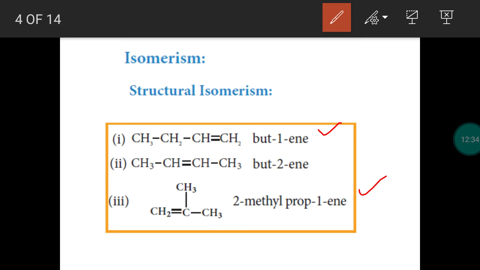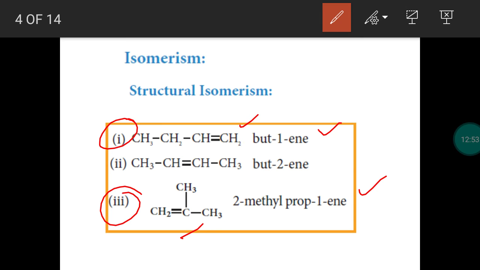Molecular formula: C4H8, 4 carbon atoms, 8 hydrogen atoms. So the first compound and the third compound have the same molecular formula but different chains. The first example is a straight chain compound. The third example is a branched chain compound.